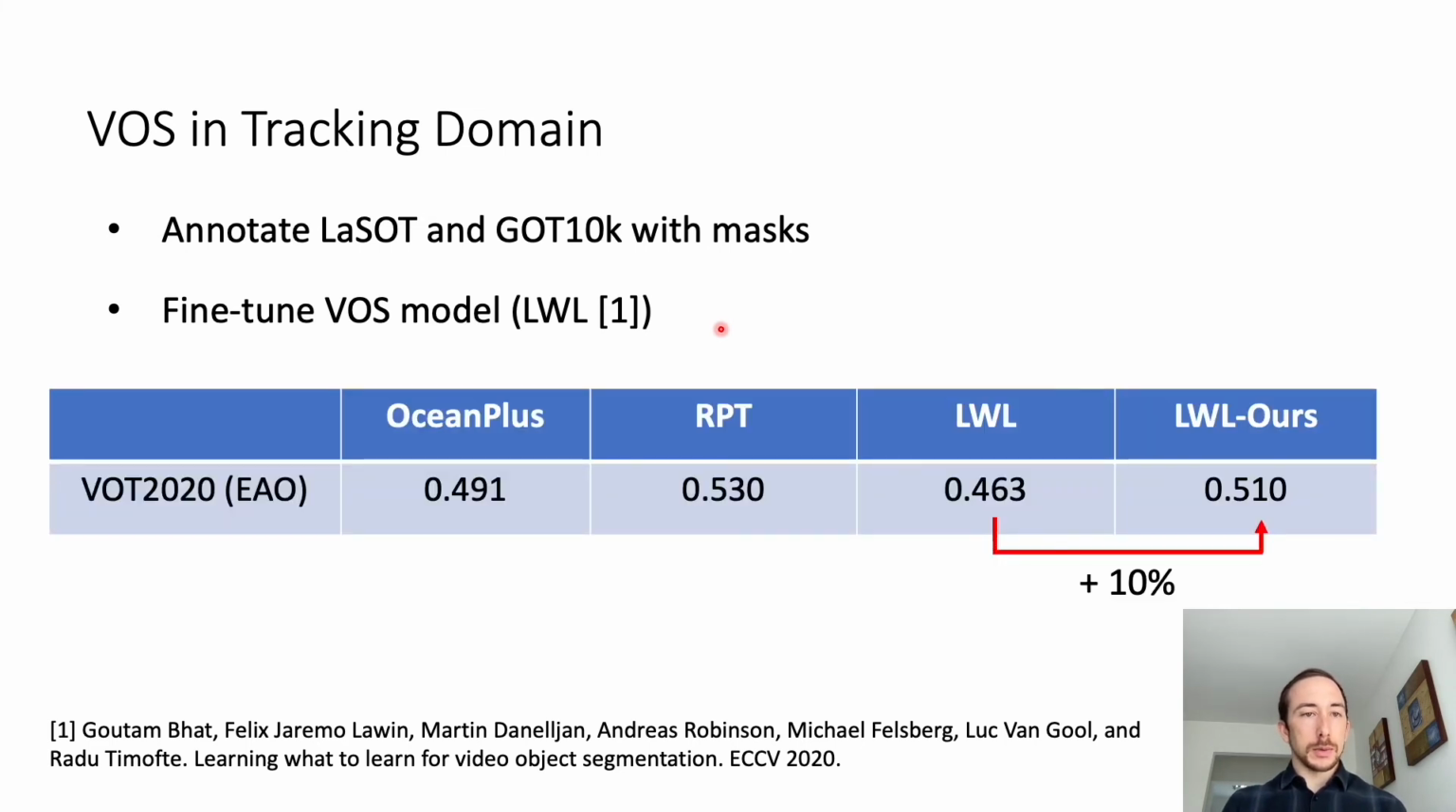One of the data sets we then evaluated on is VOT 2020. What is good with this data set is that it in fact has mask annotations while still being a tracking data set. So compared to the baseline learning what to learn, we achieve a very big improvement and are even very competitive with the winner on this challenge, which is very specifically designed for this task.